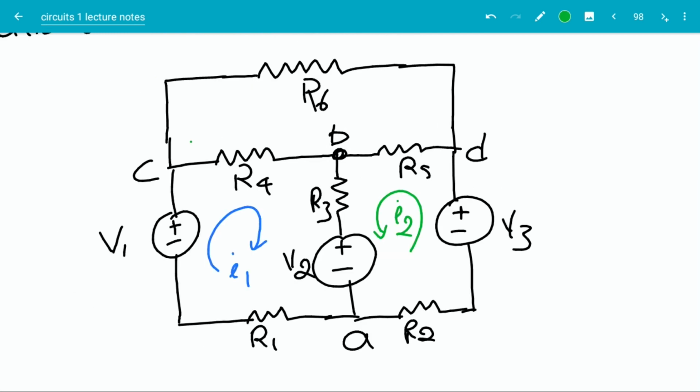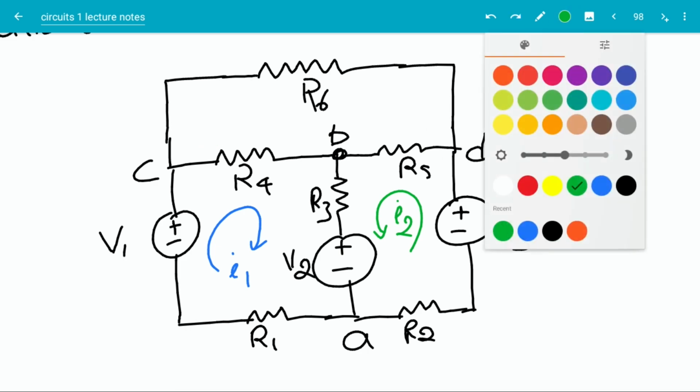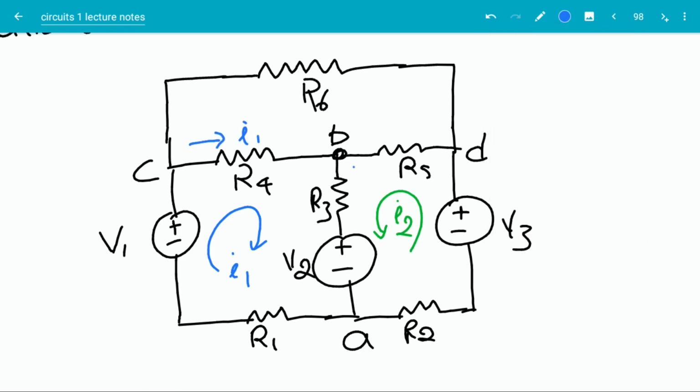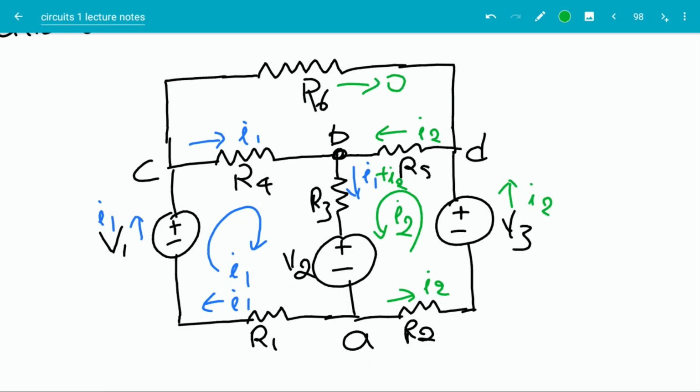Now let's see what happens when we consider two loop currents. The first step again would be to figure out the branch currents induced by these loop currents. First I will assign the branch currents induced by I1. So that will be I1 in this direction, I1 in this direction, and I1 in this direction. And contributions from I2: plus I2 in this direction, I2 here, I2 here, and I2 here. Since there is no loop current going through R6, the current through R6 will be 0.